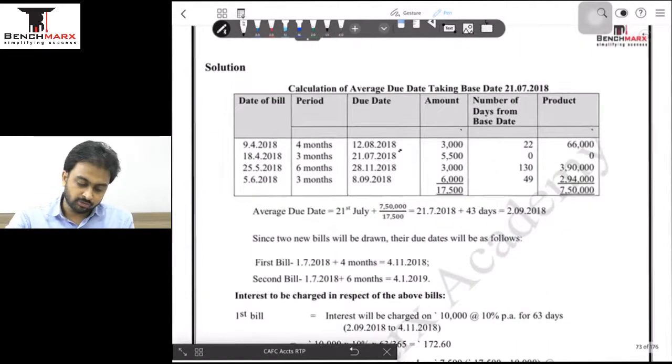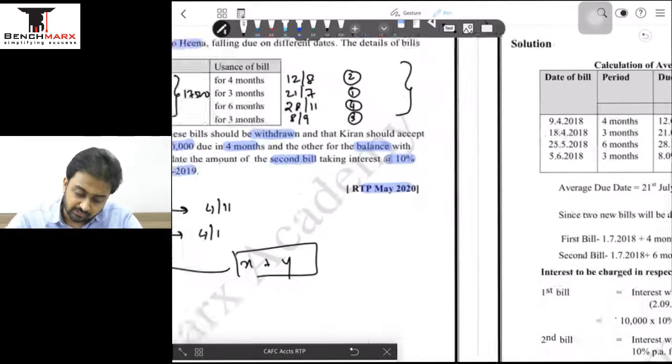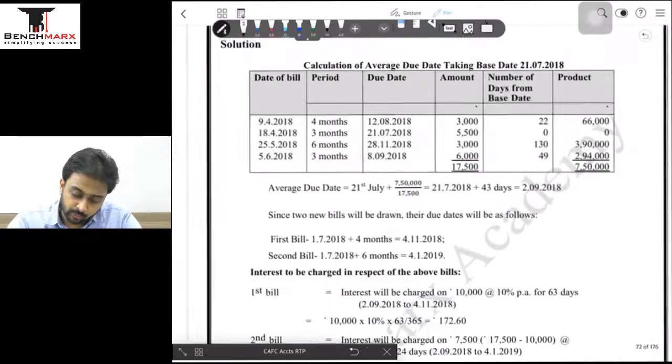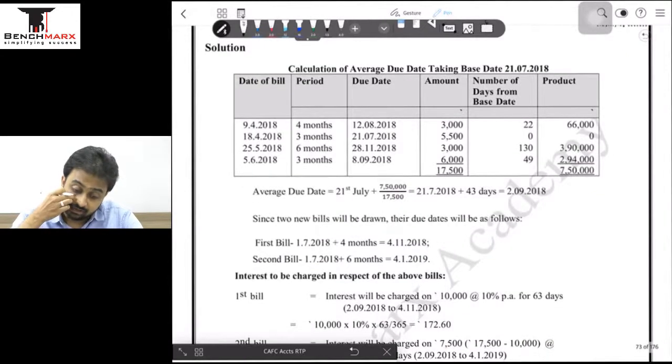We have the columns of due date, number of days, base date and your product as well as usual. ठीक है. So the due dates are as we have done 12, 21, 28, 8. ये अपना हो गया due dates. Then we have the respective amounts. Please correspond the respective amounts for the respective due dates.